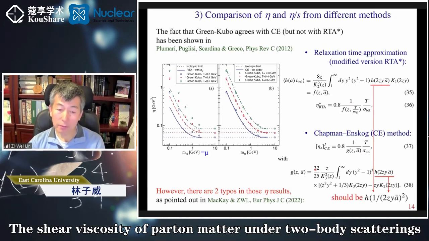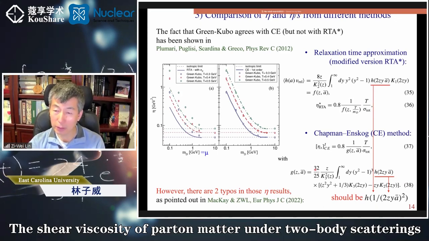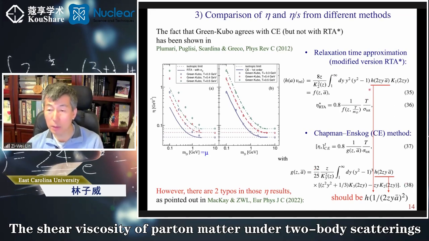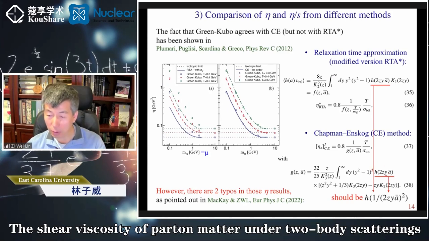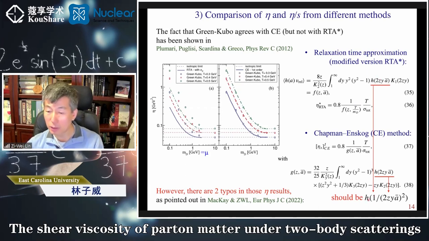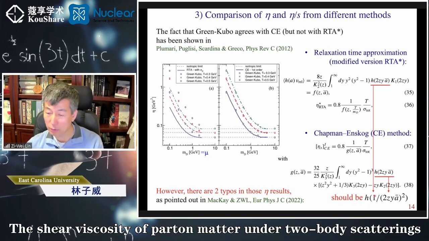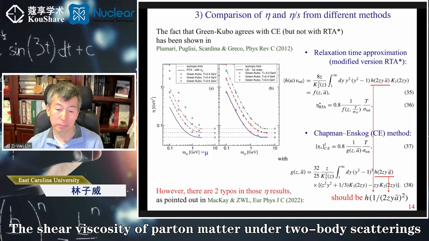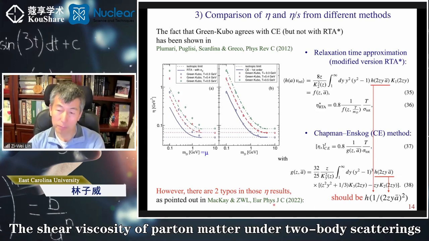However, we found that there are two typos in this formula for eta. In that paper, the two typos are here and here. So the H factors, which are basically our H function, are written like this. However, they should be H of one over this argument instead of H of this argument. And we pointed out these typos in our recent paper.